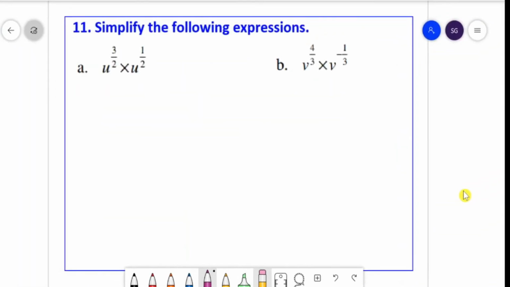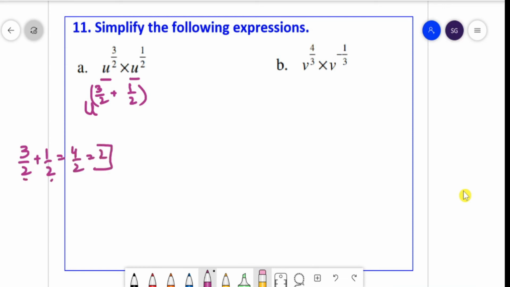Okay, our next question is simplify the following expressions. So basic laws of indices are still applied here. Whatever the powers are, be it fractional powers or integer powers, same bases are multiplied, so I'll add these two powers. So this is 3 over 2 plus 1 over 2. The added difficulty is that we have to add fractions, but you can see my other video on how to add fractions. This is 3 over 2 plus 1 over 2, which is like fractions, so this is 4 over 2, and hence that is 2. The final answer is u squared.